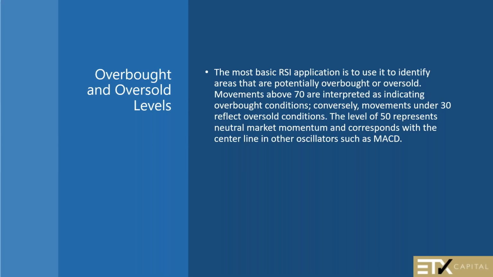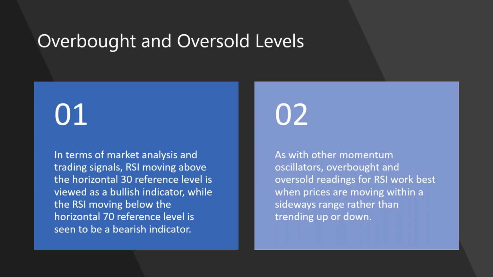Now, RSI ranges can help confirm trends, but each stock or market will have slightly different levels. One stock may repeatedly move to 38 on pullbacks, while others might go to 33. Therefore, some adjustment is often needed. The most basic RSI application is to use it to identify areas that are potentially overbought or oversold. Movements above 70 are interpreted as indicating overbought conditions. Conversely, movements below 30 reflect oversold.